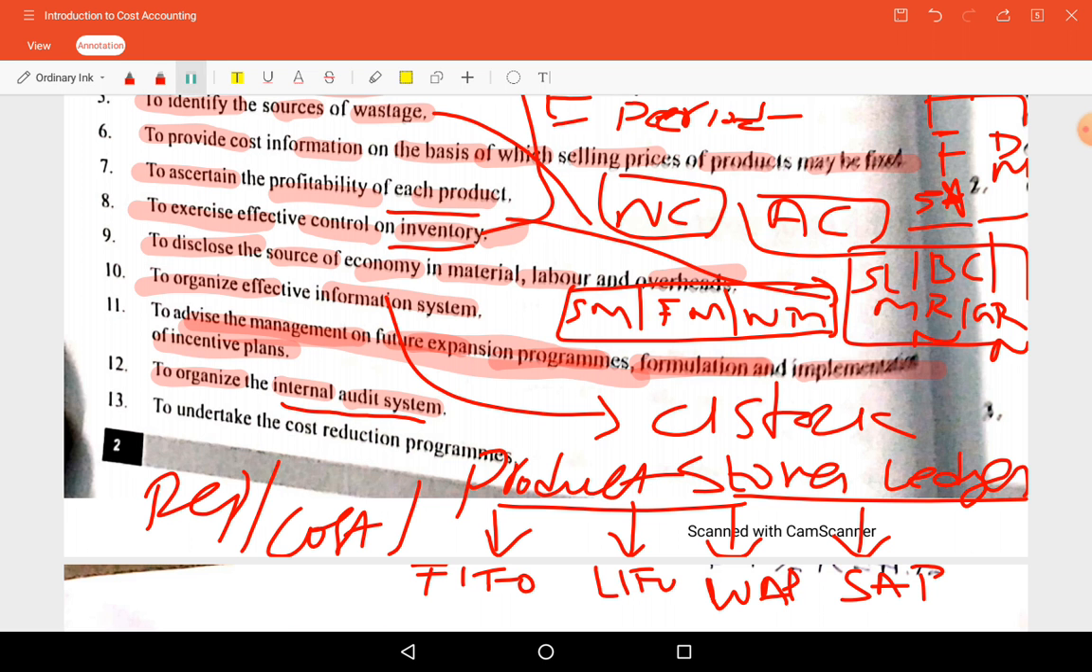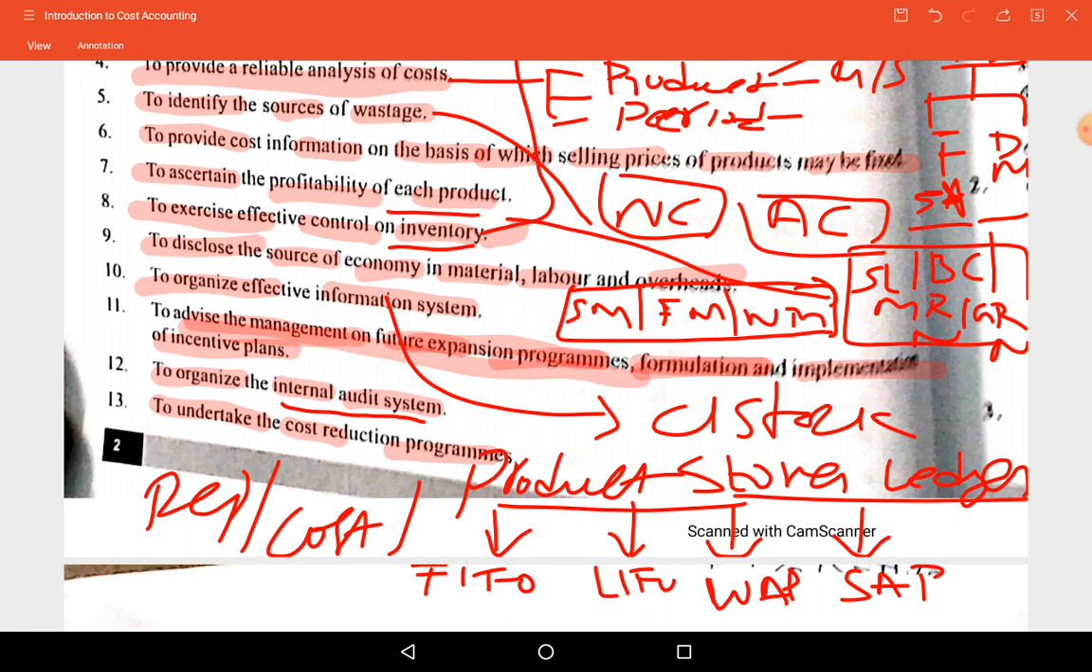So it provides the information for internal audit purposes also, and to undertake a cost reduction program. What is cost reduction? The permanent reduction in cost is known as cost reduction, whereas controlling the cost temporarily is known as cost control. We discussed cost reduction and cost control in the previous video also, so I am not focusing on those things majorly.